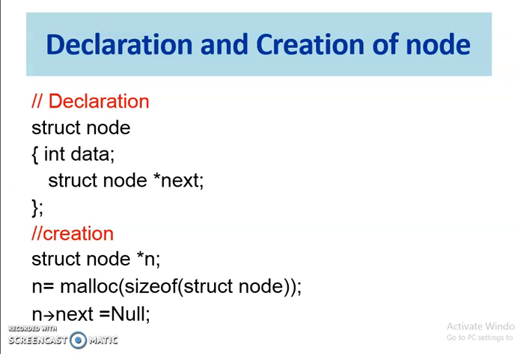Now let us see how the node is declared and created. The declaration of a node is done using the data type struct. Here, the struct node consists of two elements. One is the data, which is of data type int. The other one is the next field, which is of data type struct node. Then we will see the creation of a node. Here, a new node n is created using the data type struct node. Then the memory is allocated for this new node using the malloc function. Then the next field of n is set to null.